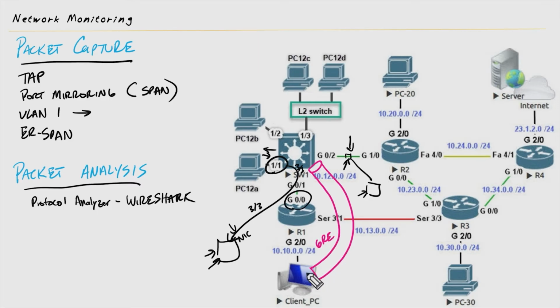And then when that traffic shows up with a PC here, if that's our management station, all that copied traffic that's coming into this PC is going into our protocol analyzer like Wireshark that's running, where we can see exactly what's happening up here on this network.